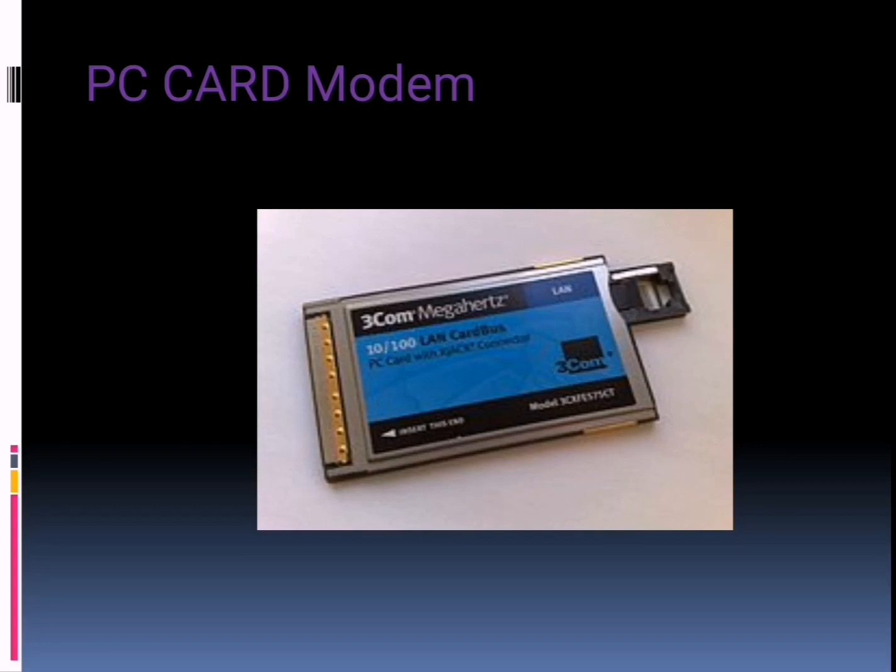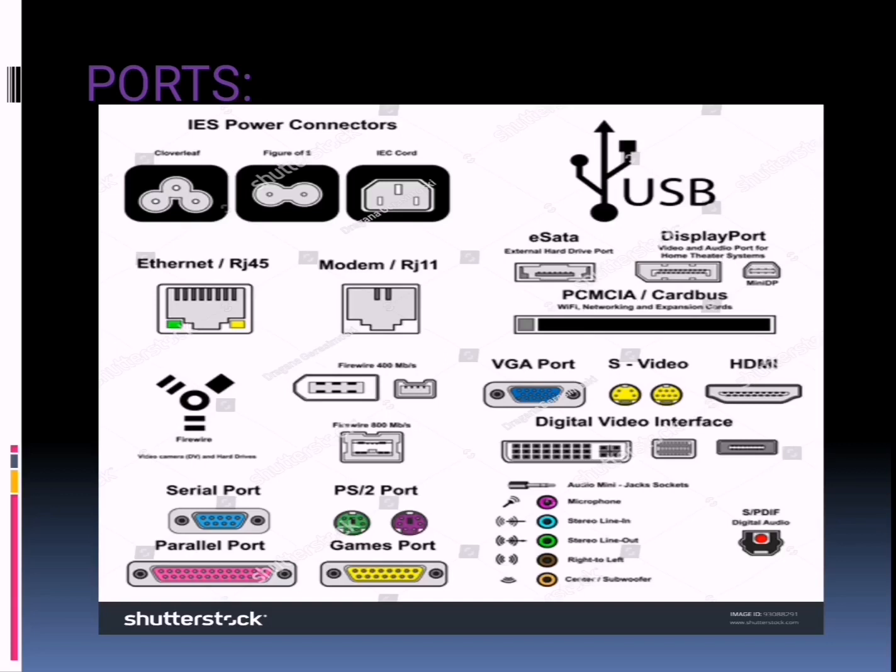Next, coming to the ports, different types of ports. We have so many ports on the back side of your CPU, and some will be on the front side also. These ports vary from computer to computer. Some ports will be in different colors, so directly by seeing that color we can identify which component has to be connected to that particular port.